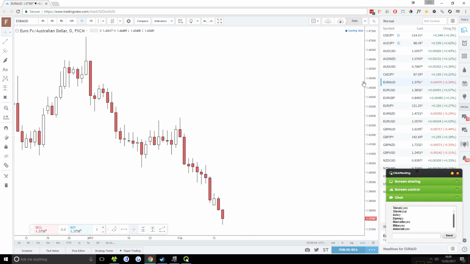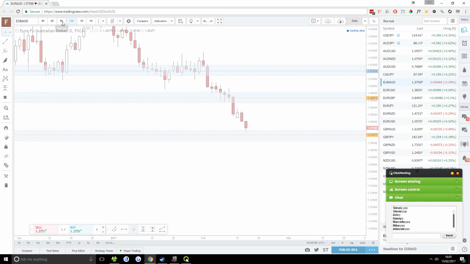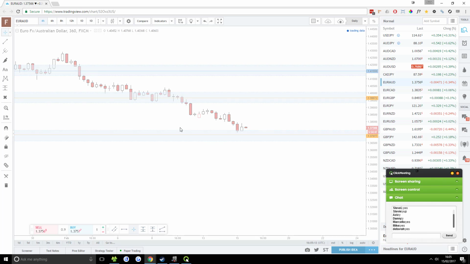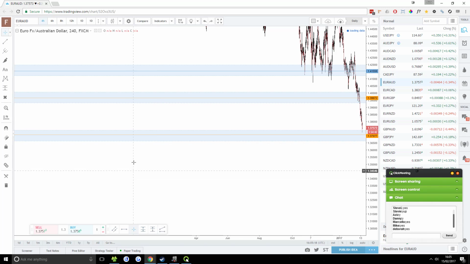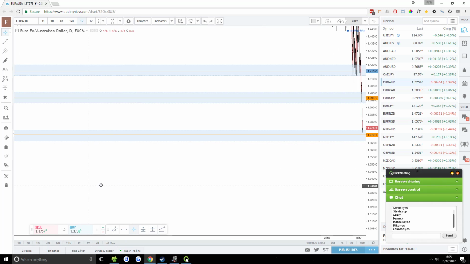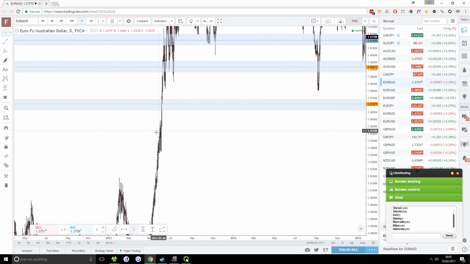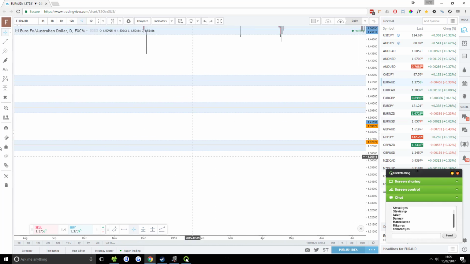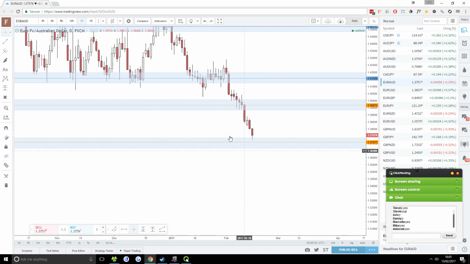Euro AUD is falling into a support area. Stalling on top of this support area already. I'm trying to find why these support areas have been placed. All right, it was based on those bounces there. Okay. I guess keep a close eye on Euro AUD. We might get a reversal from this support area.